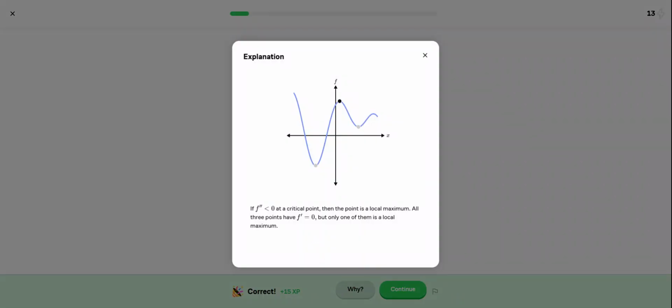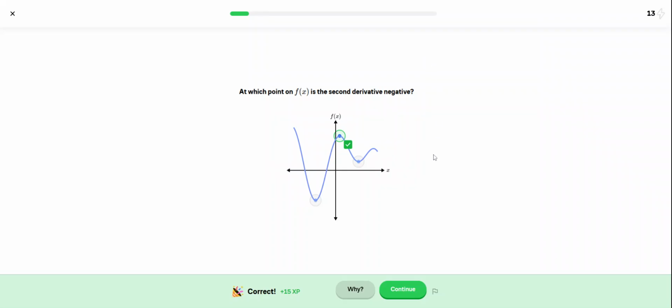If the second derivative is less than 0 at a critical point, it is a local maximum. All 3 points have first derivative equal to 0, but only 1 is the local maximum, so this one as required. So I've answered it correctly. Continue.